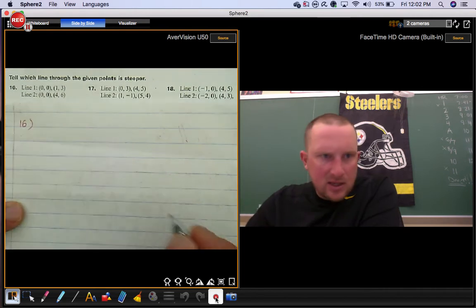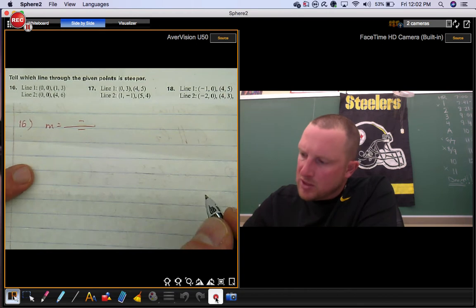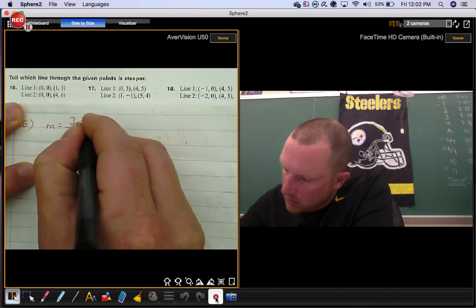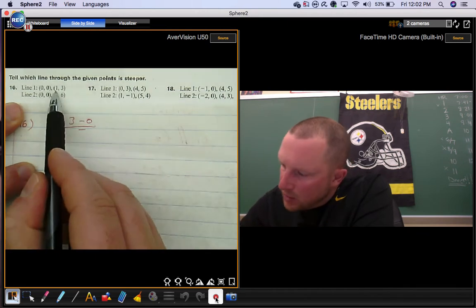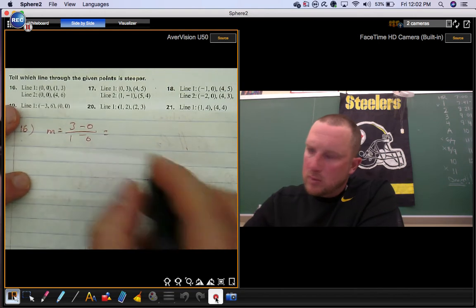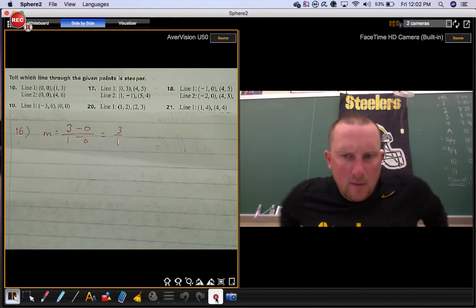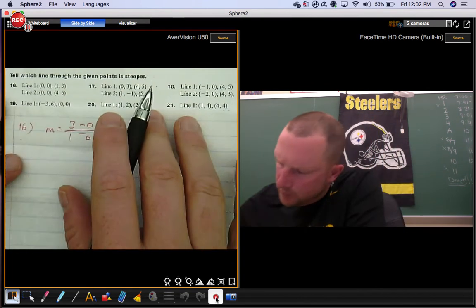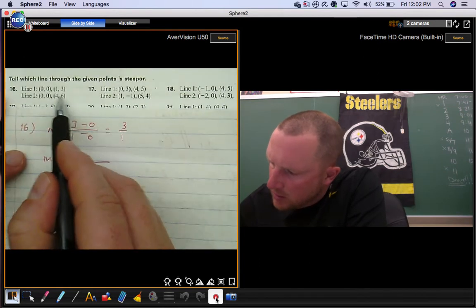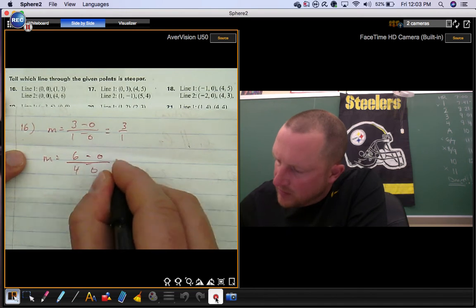Here's number 16. We want the slope of line 1. So we're going to subtract our y values, 3 and 0. Put those there. Then we're going to subtract our x values, 1 and 0. Find the slope of line 2. We're going to subtract our y values, and we're going to subtract our x values.